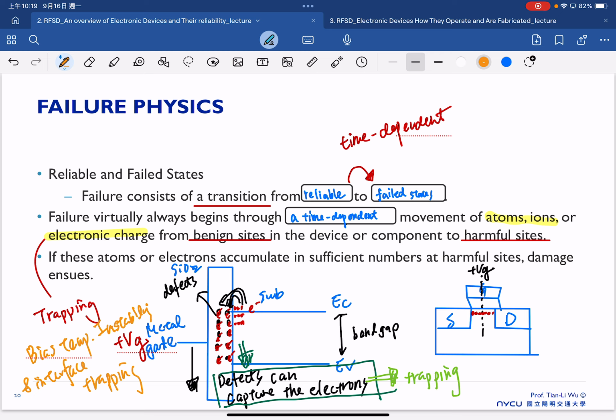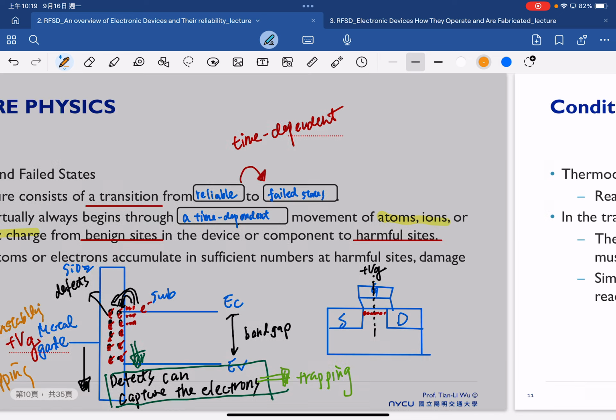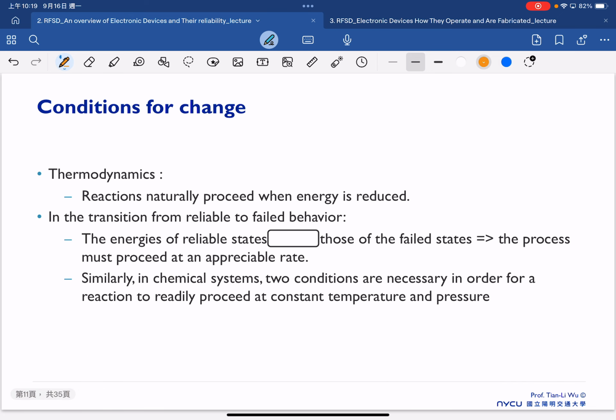So since we have started to talk about the movement of, for example, atoms, ions, or electronic charge, the next stage is to understand what actually are the conditions that can lead to the change here. The first one is we need to go back to the very fundamentals. That's what we call thermodynamics.